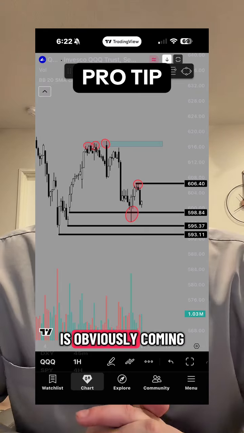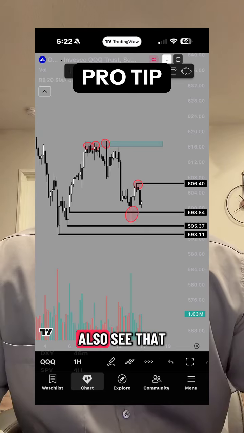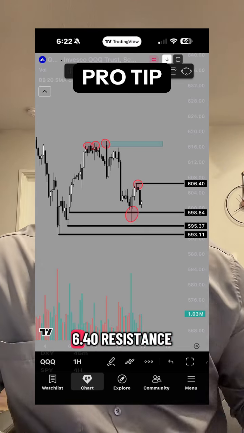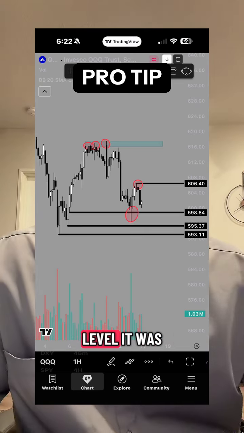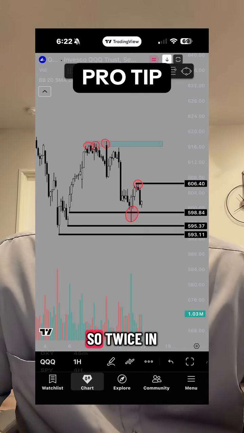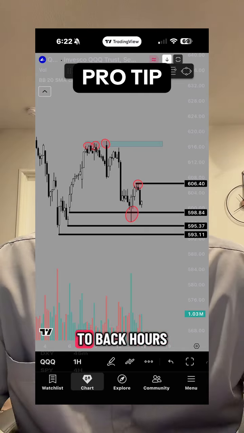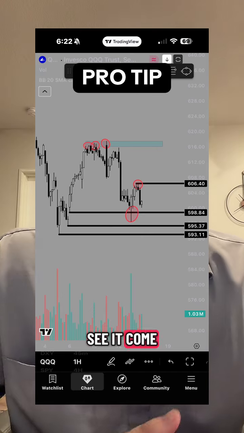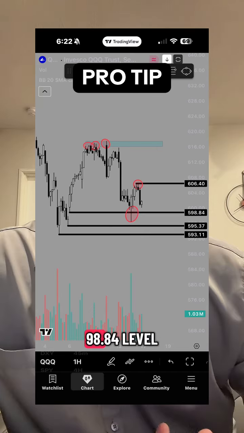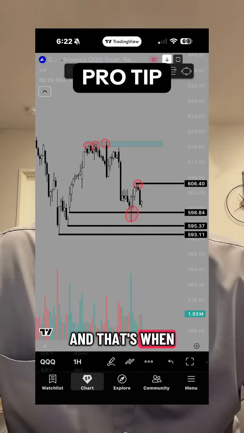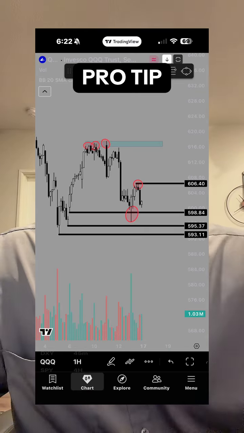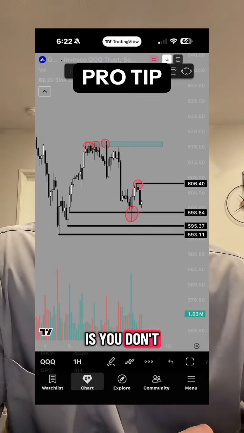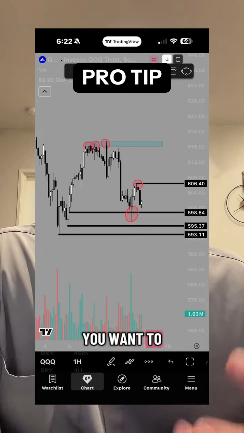But now it is obviously coming back down, and we can also see that same 606.40 resistance level. It was a double top, so twice in the same back-to-back hours rejected this exact same level. So we could see it come back down to the 598.84 level, and that's when we will actually react. The thing about the stock market is you don't want to predict, you want to react.